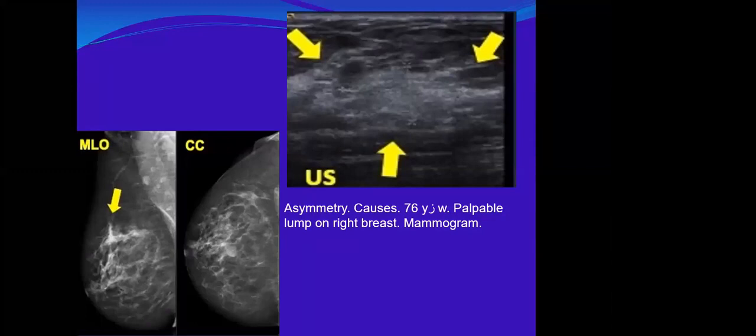And what about this? This is an old lady. She has asymmetry seen on MLO, not seen on CC view. Persists on spot compression. This is the ultrasound. So, what is next? What should be the next? Biopsy. Why biopsy? Excellent. Why biopsy?